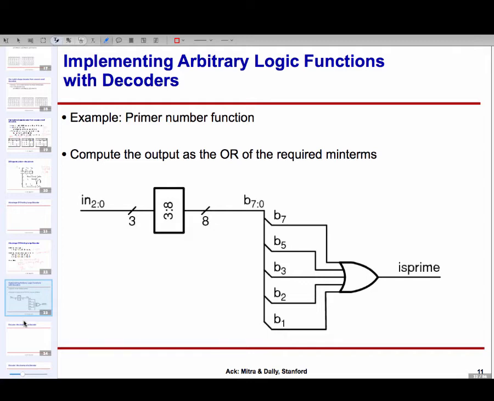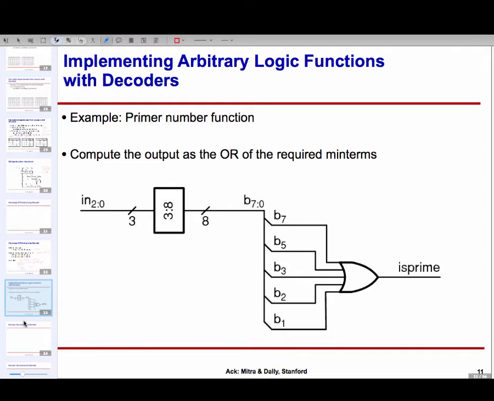And now if you think of a function, we've talked about a function is nothing but an ORing of some of the minterms, right? I can take a function and say this function is equal to minterm 0 ORed with minterm 3. Another function is minterm 1 ORed with minterm 2 ORed with minterm 5, and so on and so forth. For each minterm, we can say whether it occurs in that function or not. So all I need to generate my function is to OR the relevant outputs of my decoder.